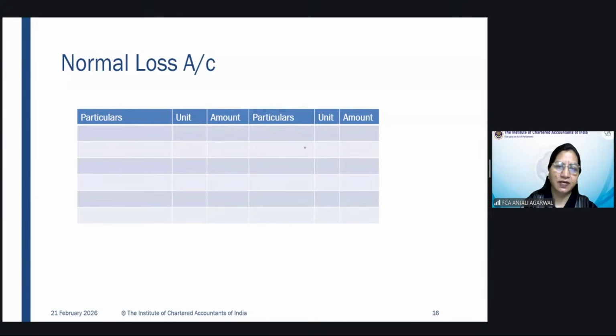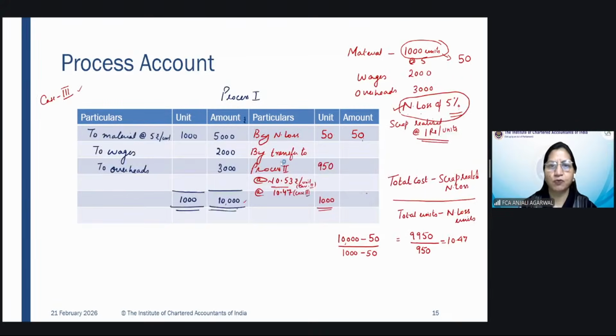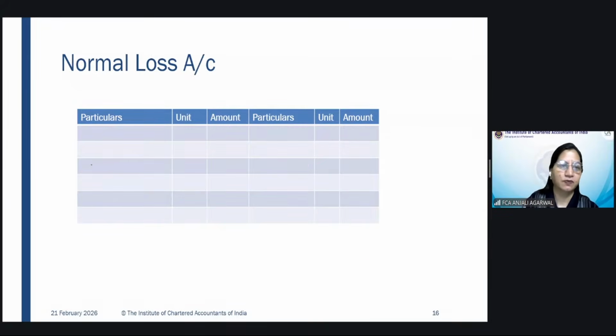What was the general entry, like I told you? Bank account debit to normal loss, and that normal loss should move to process account. So your first entry is: from process 1, we have got a normal loss. How many units? 50. What is the amount? 50. And what did you do with this? You sold it in the market, so you realized something from the bank. 50 units were sold and 50 rupees was realized.